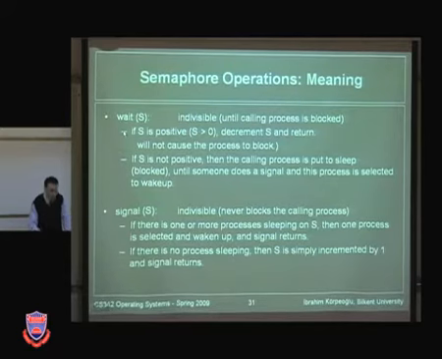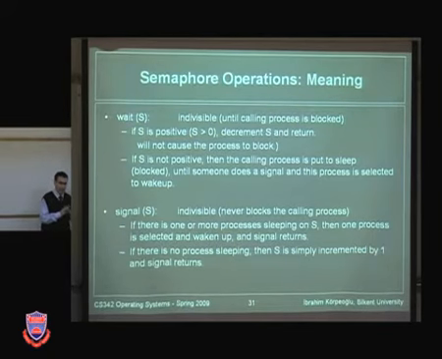When our program calls the wait operation on a semaphore s, assume we have created a semaphore variable that is shared between processes, this is what is done. If s is positive, then the value of s is decremented by 1 and wait returns. So wait just looks at the value of the semaphore s. If it is positive, that means 1, 2 or something, not 0, not negative, then it just decrements the value by 1 and returns.